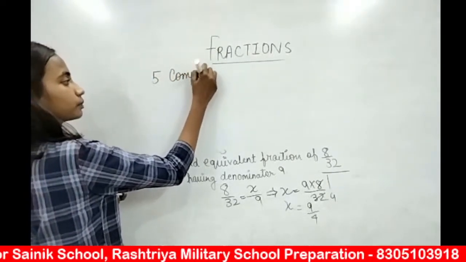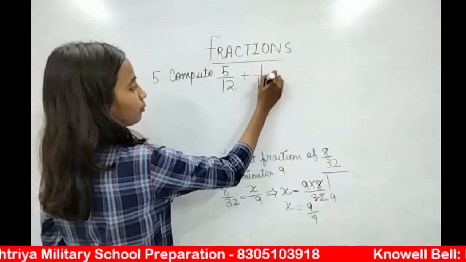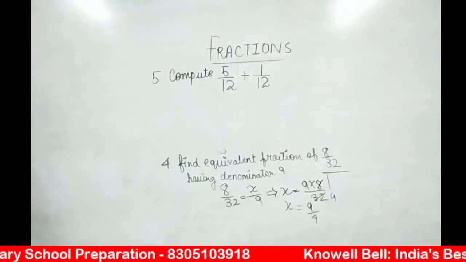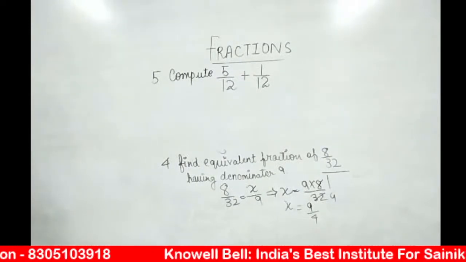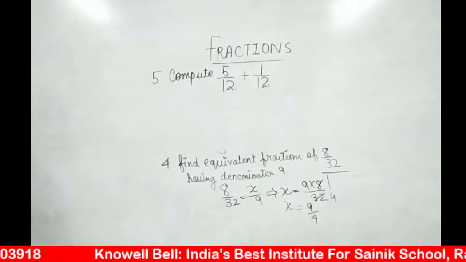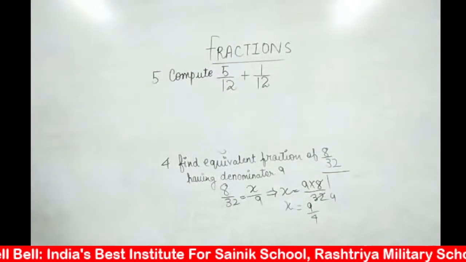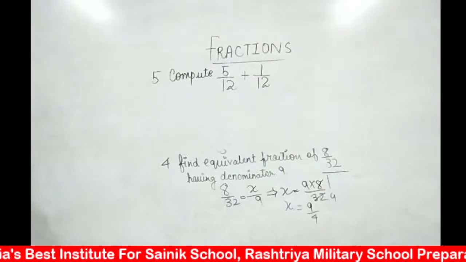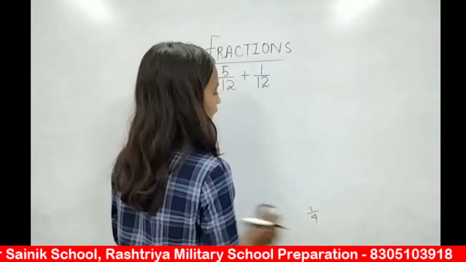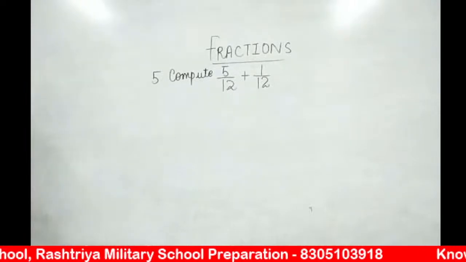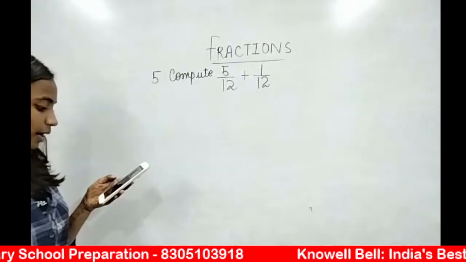Compute. This is a very simple question. 5 by 12 plus 1 by 12. It's okay, Arman. Take your time. No worries. Question number 5. Calculate 5 by 12 plus 1 by 12. 1 by 2. 6 by 24. Okay, 6 by 24.